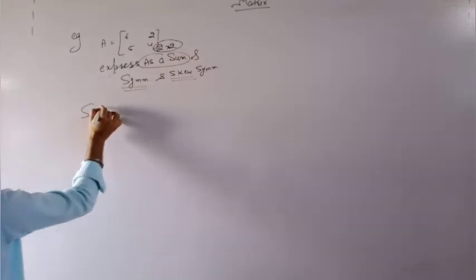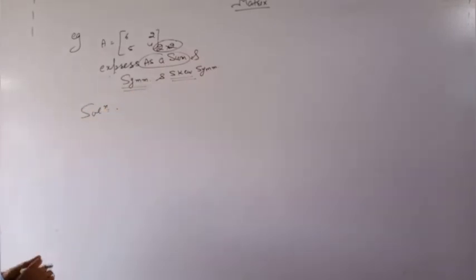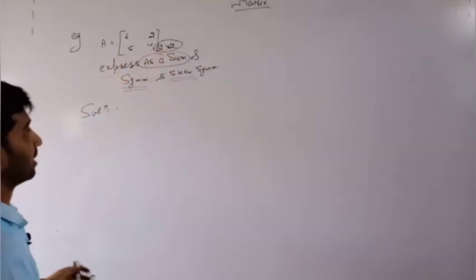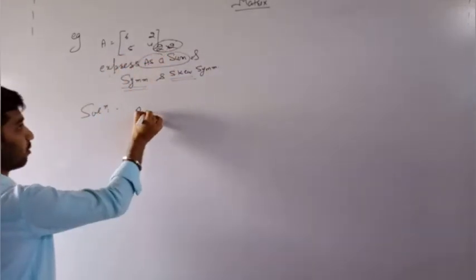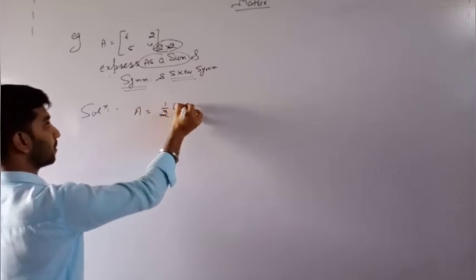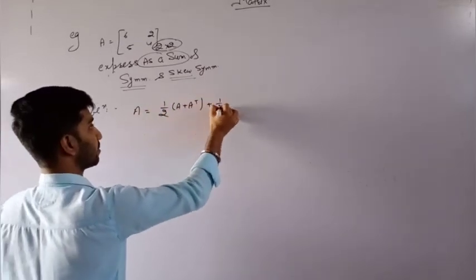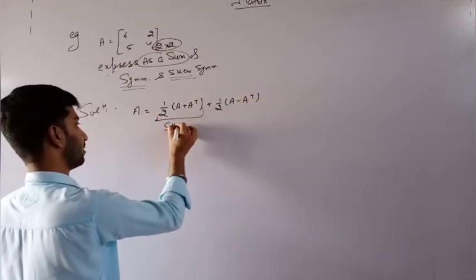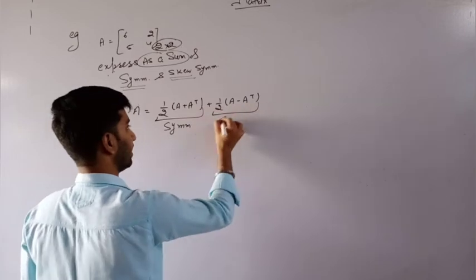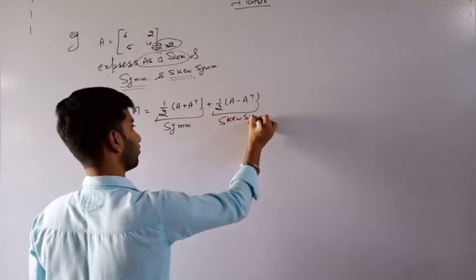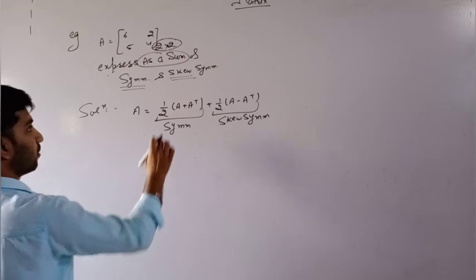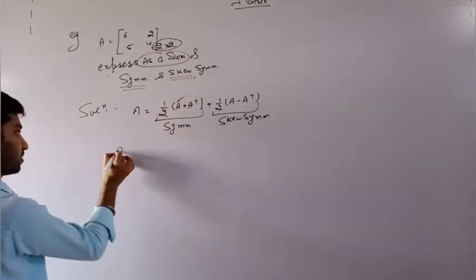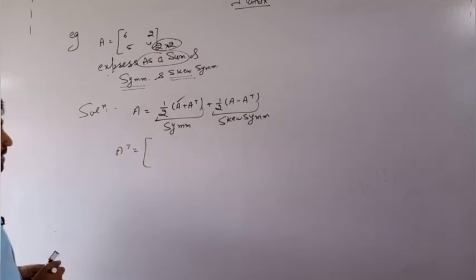Solution. We have discussed the theorem that a square matrix can be expressed as a sum of symmetric and skew symmetric matrix by using the formula A is equal to half (A plus A transpose) plus half (A minus A transpose). The first is symmetric and the second is skew symmetric. Now let's start. First of all, A is given, we require A transpose. So let's find A transpose.